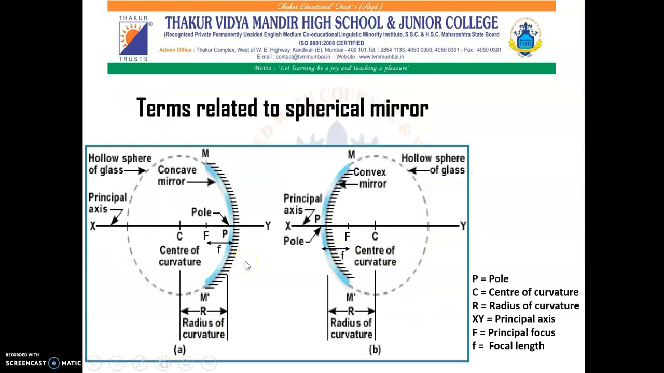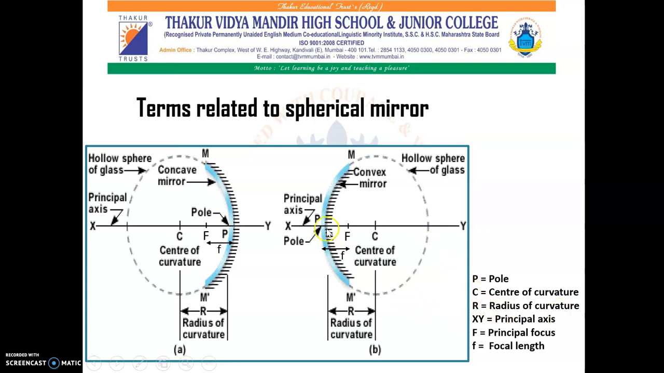Let us understand few terms that are related to spherical mirror. First one is pole. The center of the mirror surface over here is called the pole. It is indicated by P in this picture. Second is center of curvature. You can see over here it is indicated by capital C. The center of the sphere of which the mirror is the part. Over here you can see the mirror is the part of this sphere. So the center of the sphere is called the center of curvature.